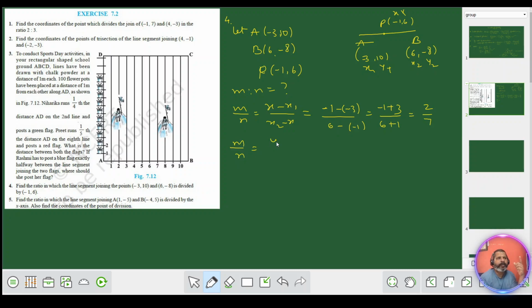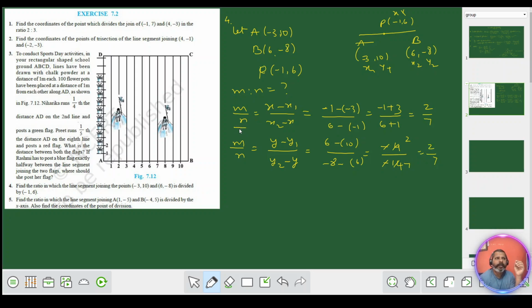Similarly, we find m by n is equal to y minus y1 by y2 minus y. What is y? It is 6, minus y1 is 10, divided by y2 is minus 8 minus y is 6. My mistake, I guess. What is the formula? Just remember y minus y1 by y2 minus y. y is 6 minus y1 is 10, minus 4 it is. It's proper substitution only. 6 minus 10 is minus 4 by minus 8 minus 6 is minus 14. Minus minus cancel. 2 2s are 2, 7 2s are 14, so 2 by 7.